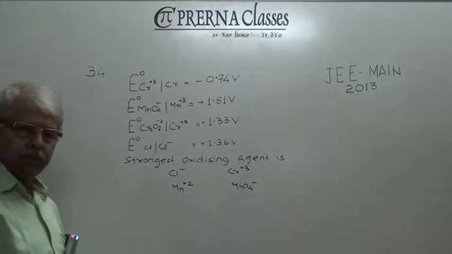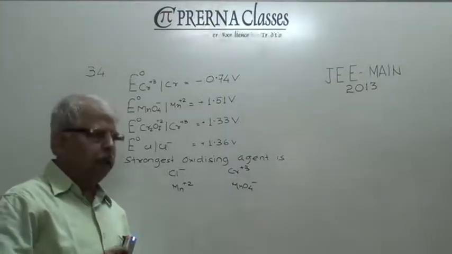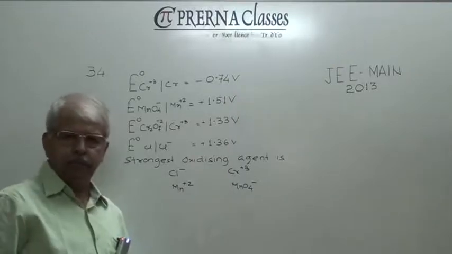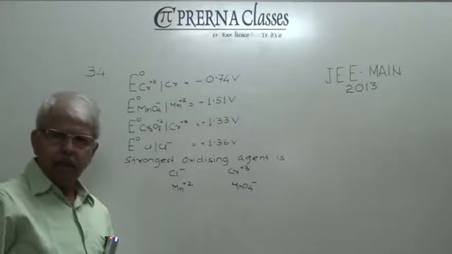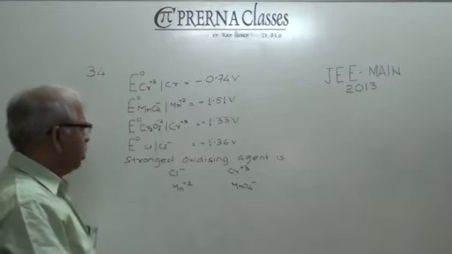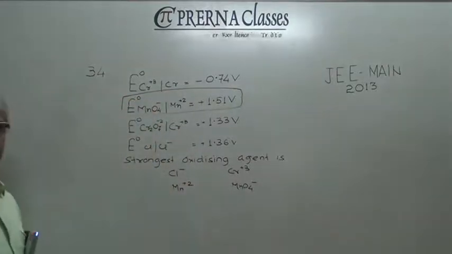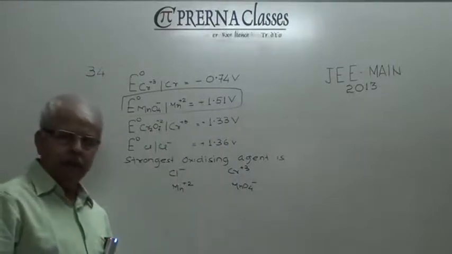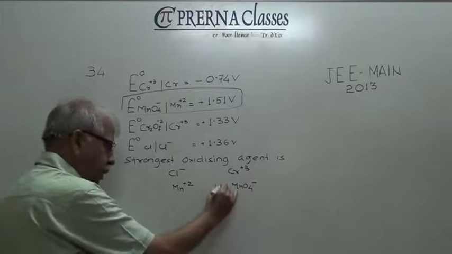Now we all know, greater the reduction potential, greater will be its tendency to get reduced, which in turn means it will be a more oxidizing agent. Based on this, the one which has the greatest reduction potential will be reduced at a greater ease, and hence it is the strongest oxidizing agent, and your correct answer is MnO4 minus.